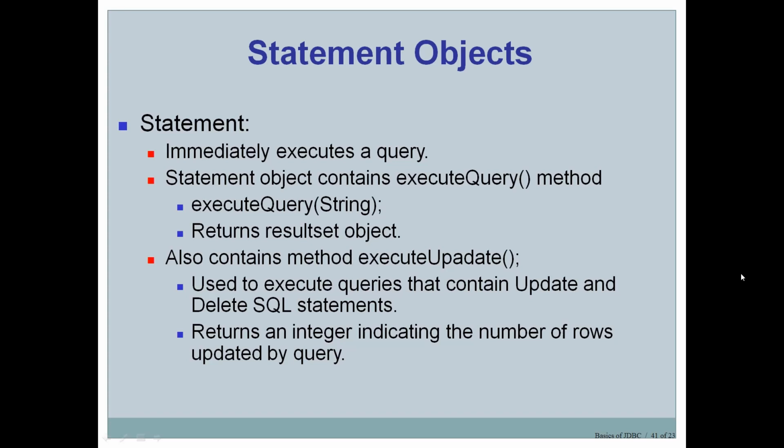The executeUpdate method returns an integer indicating the number of rows updated by the query. So whenever we want to execute any update queries, we have to use the executeUpdate method. This method returns an integer value which indicates the number of rows which have been updated in the backend database.